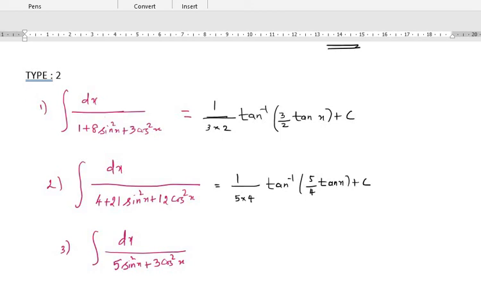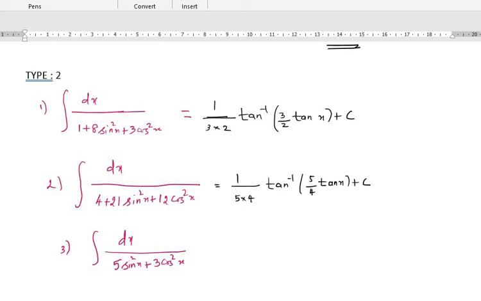Yes, hope many of you might have understood the technique I am doing here. Understood? 1 by 3 by 2 into tan inverse of 3 by 2 into tan x plus c. And 1 by 5 by 4 tan inverse of 5 by 4 tan x plus c. This is the answer. Just a fraction of a second I need.